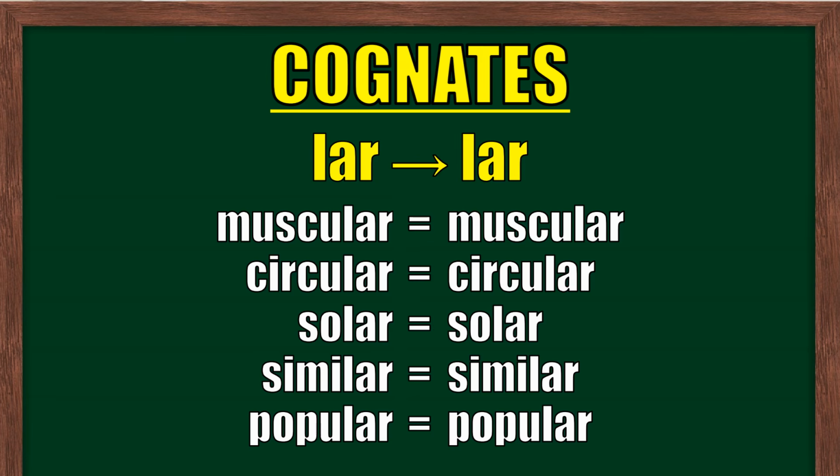In Spanish, the U is always U. It is never a and it is never U. So it is not muscular, it is muscular. It is not popular, it is popular. Muscular, circular, solar, similar, popular.